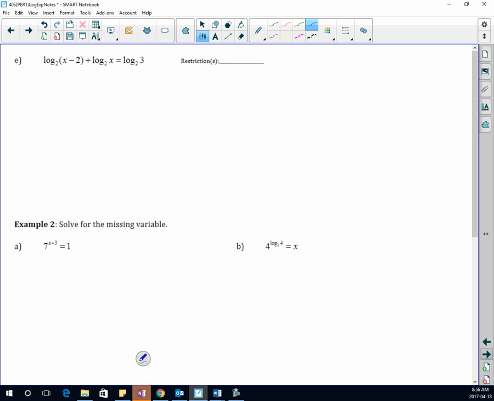Okay. So we're going to move all the logs over to the other side. I can't just drop the equal sign, so it has to equal 0 because I moved everything over. What's my restriction? X is greater than 2. Very good. Okay, so does everybody know what to do at this point? We got to write it as a single log.